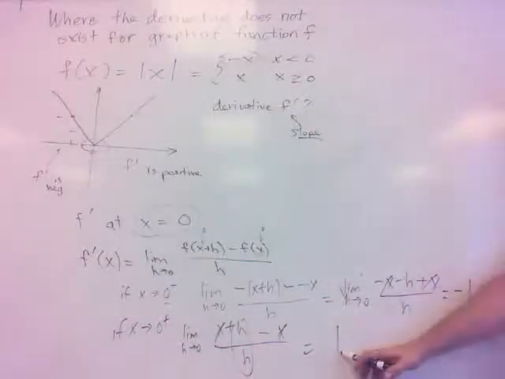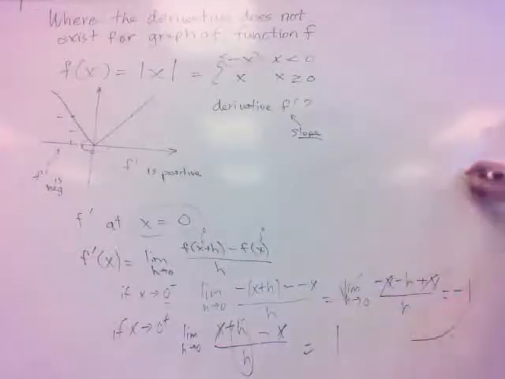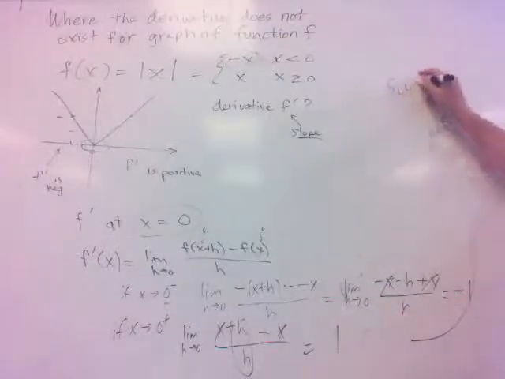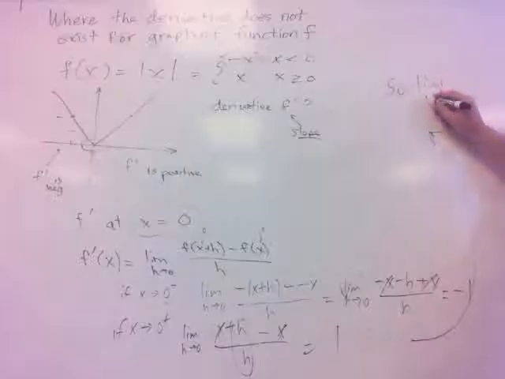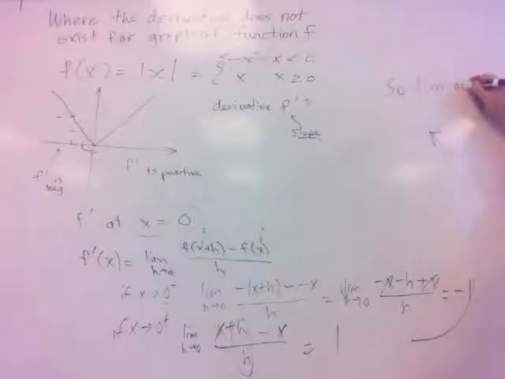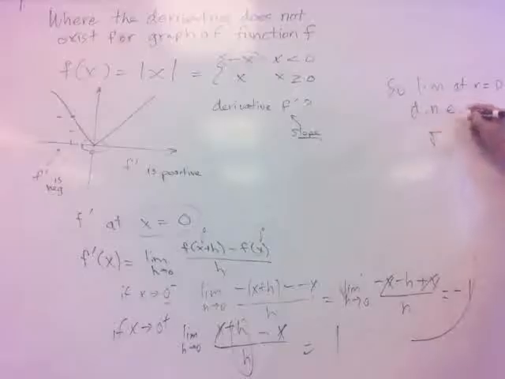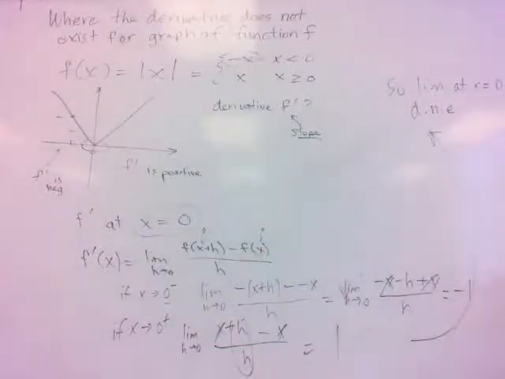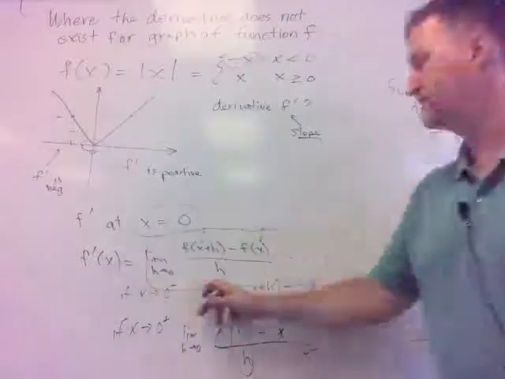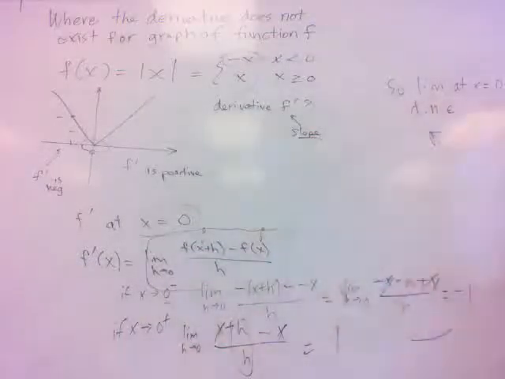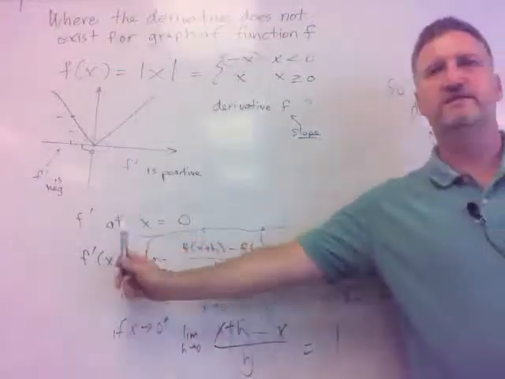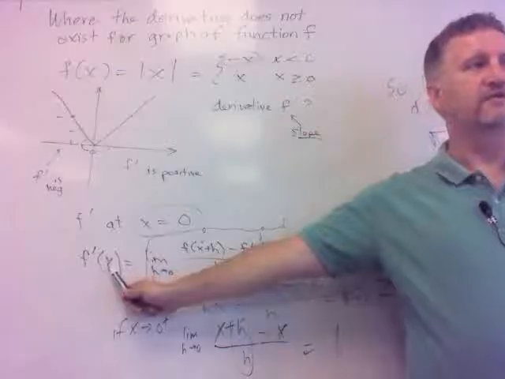These limits do not match. So the limit at x equals 0 doesn't exist for this thing right here. What does that mean? If this limit doesn't exist, then what else does not exist? The derivative.